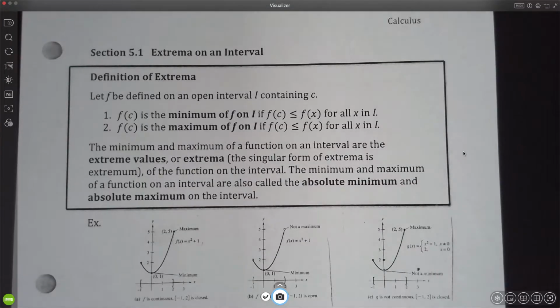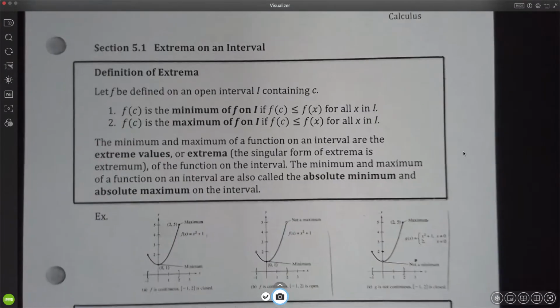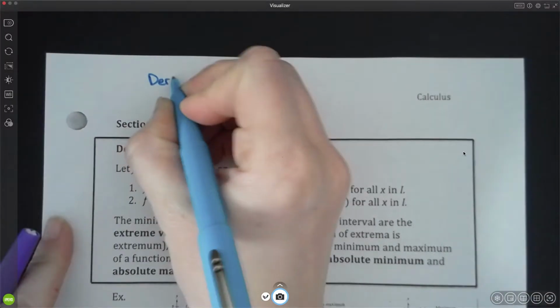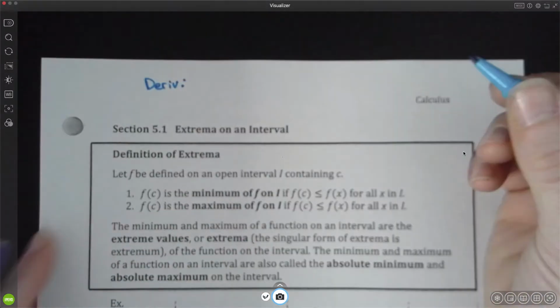Okay, so section 5.1. We are starting into more about what a derivative does and what it means. So we know derivative to mean three things right now, right? Okay, a derivative. It is going to be a lot of algebra, yes.